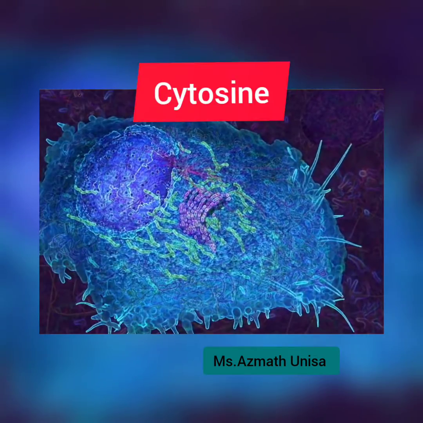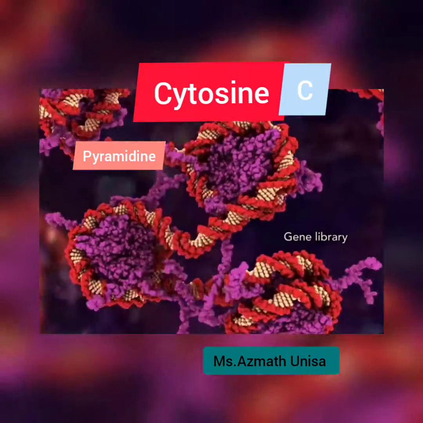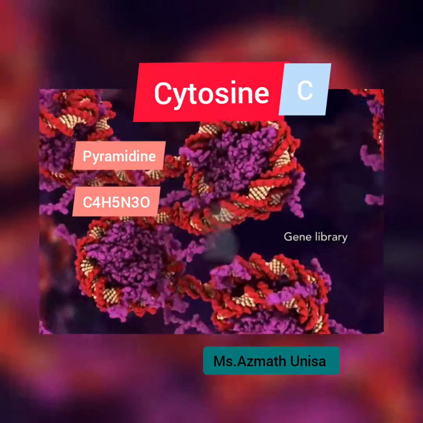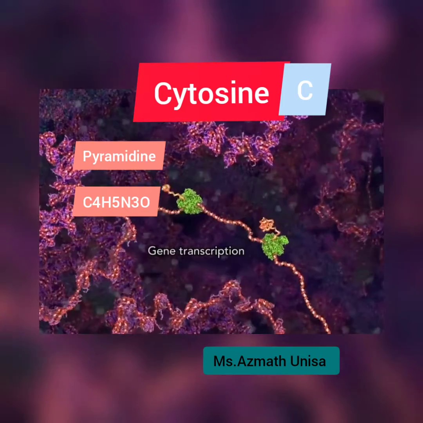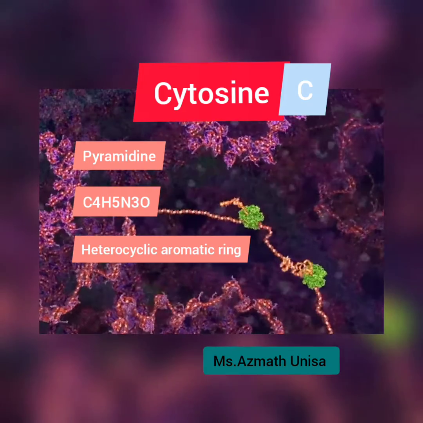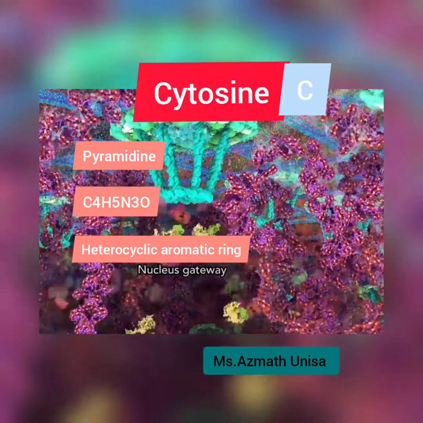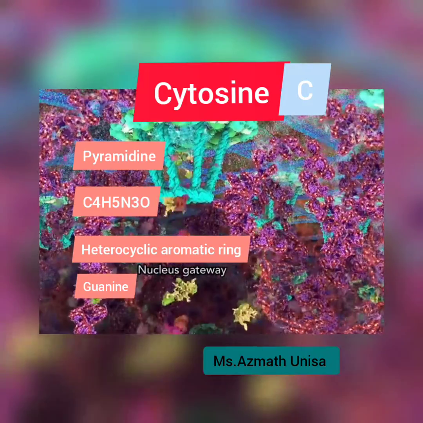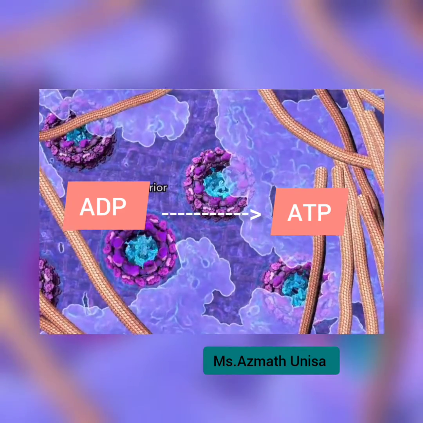Cytosine is denoted by C. Cytosine is a pyrimidine with the chemical formula C4H5N3O. A cytosine-based nucleotide is called cytidine. Cytosine is a heterocyclic aromatic ring with 2 substituents attached. It pairs with guanine to form nucleic acid, but as a free nucleotide it can work as a coenzyme that helps convert ADP to ATP.